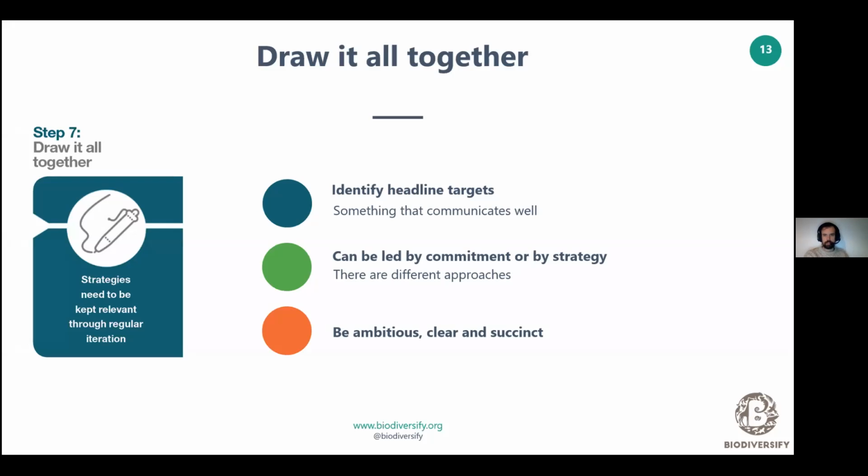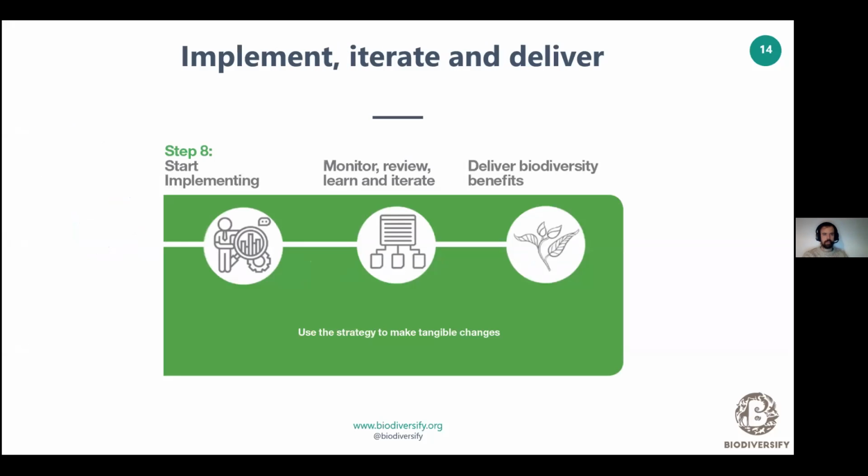And I guess my takeaway on this is to be ambitious, clear, and succinct. Strategies shouldn't be overwhelming documents. They should be things that clearly identify what it is you want to achieve and how you're going to get there, and move you forward. And then the last, I hate calling this a step because it's not a step, is to start doing it, start implementing, start monitoring and reviewing and learning. And one of my main messages on this is that for the next 5 years at least, these are going to be living documents. No one has an answer. Kering released the first biodiversity strategy early this year, and it was pretty light on topic.